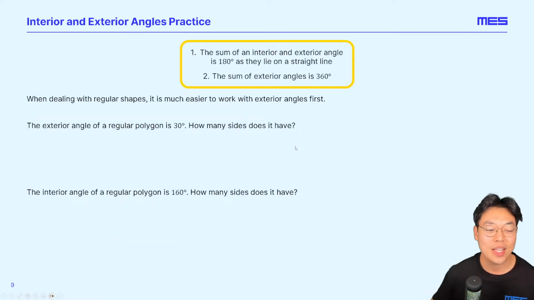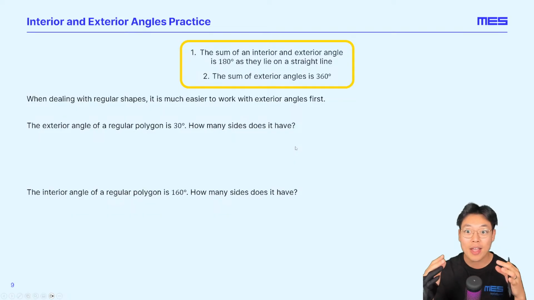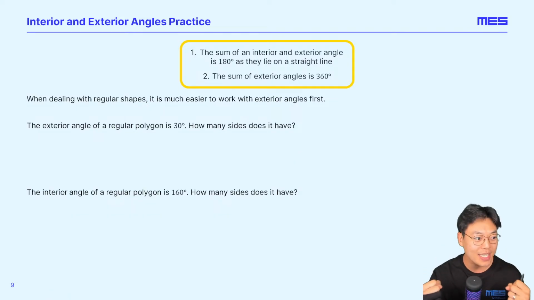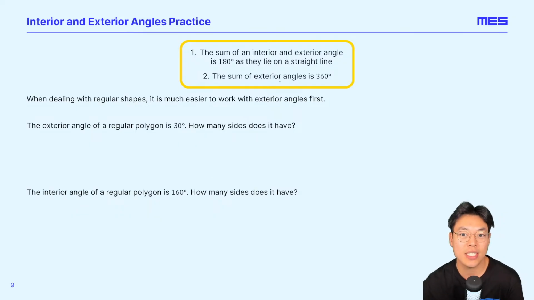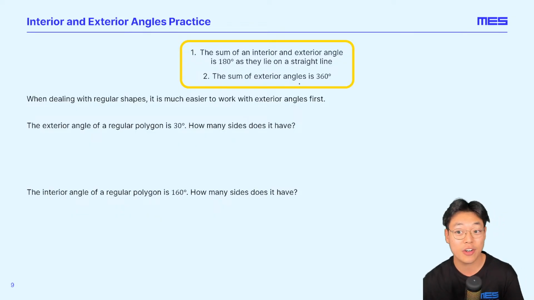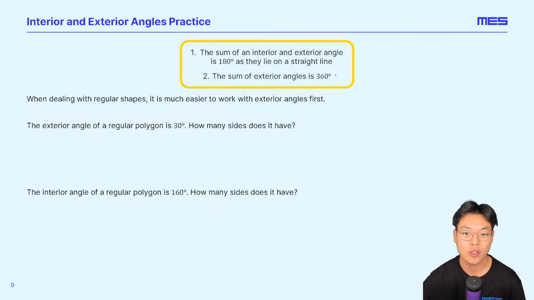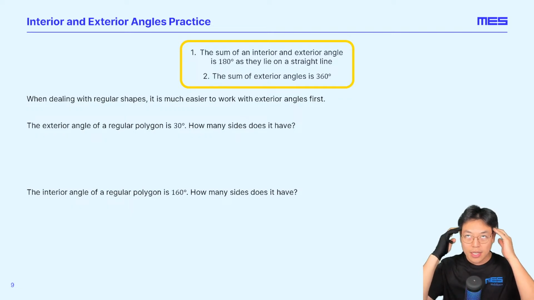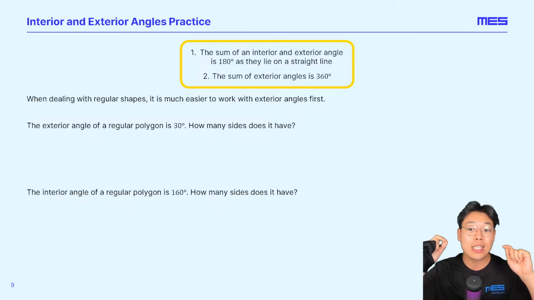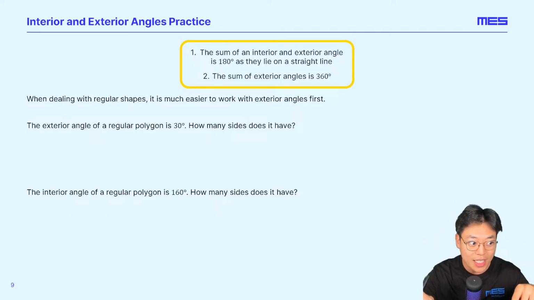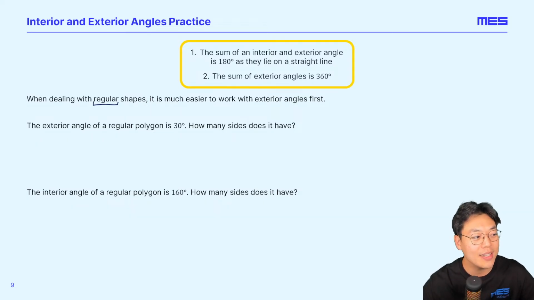All right, so let's put that into action, right? Now that we know this pattern, let's put it into action. The sum of an interior and exterior angle is 180 degrees as they lie on a straight line. The sum of exterior angles is now 360. So now we know the sum of all interior angles. That was 180 times n minus 2, n standing for the number of sides or angles. The sum of exterior angles is even easier. It's always 360 degrees.